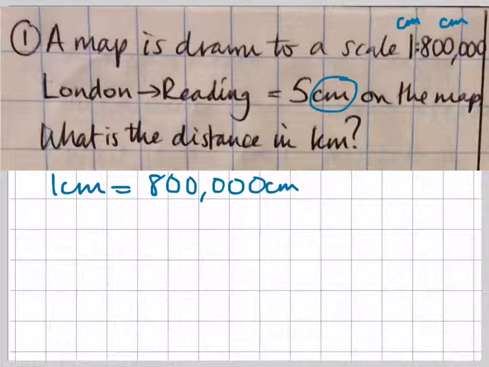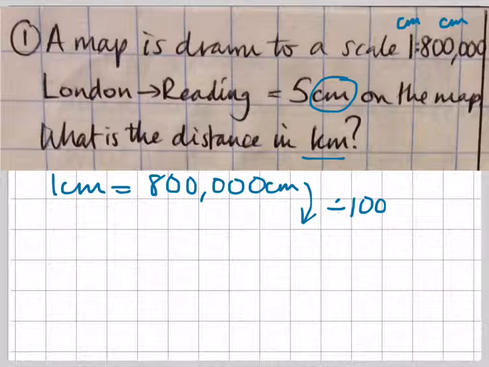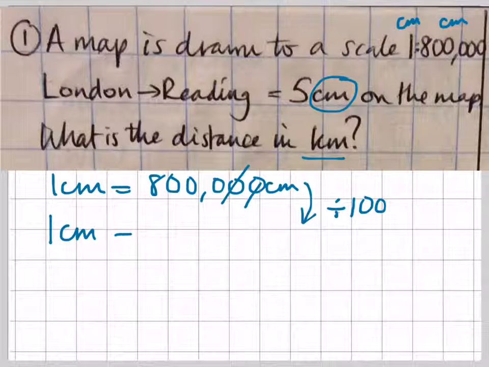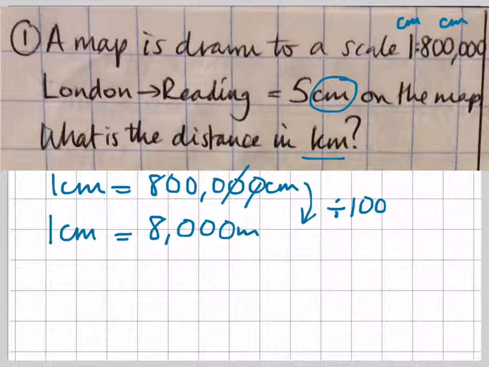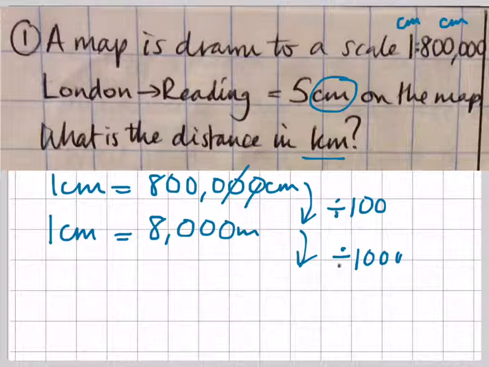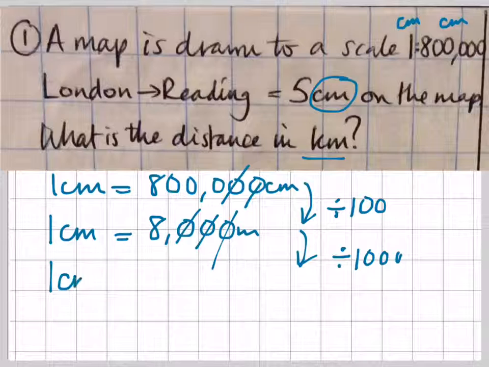So let's find out what a centimetre is in kilometres first of all. Right. Centimetres to metres, you divide by 100. Quick way to do that, because these numbers have got so many zeros on, is just to knock off the last 2 zeros. So that tells us that 1 centimetre on the map represents 8,000 metres in real life. Now let's go from metres to kilometres by dividing by 1,000. Again, we can knock off 3 zeros here because there are so many zeros on the number. 1, 2, 3. So we now have 1 centimetre equals 8 kilometres.